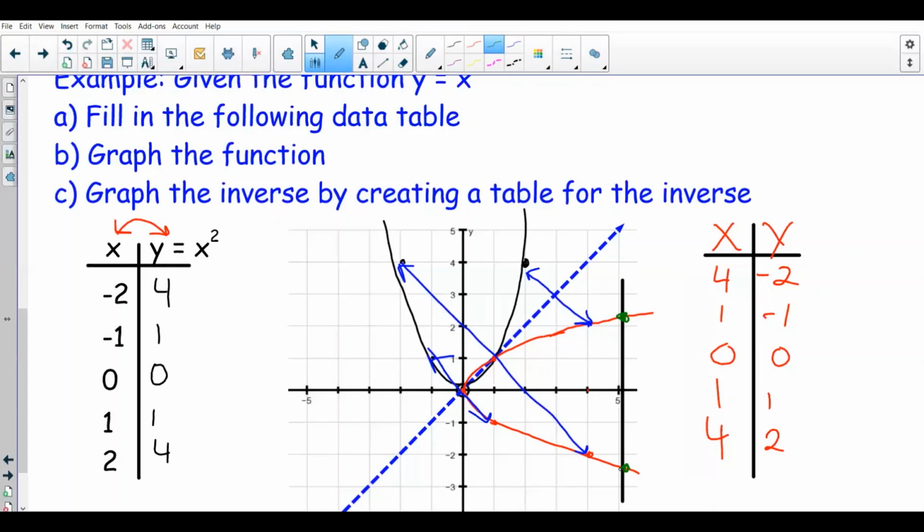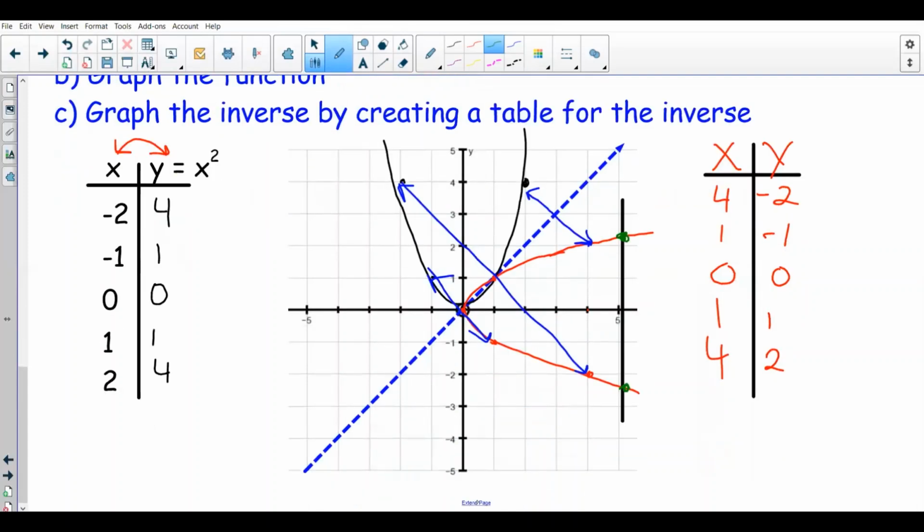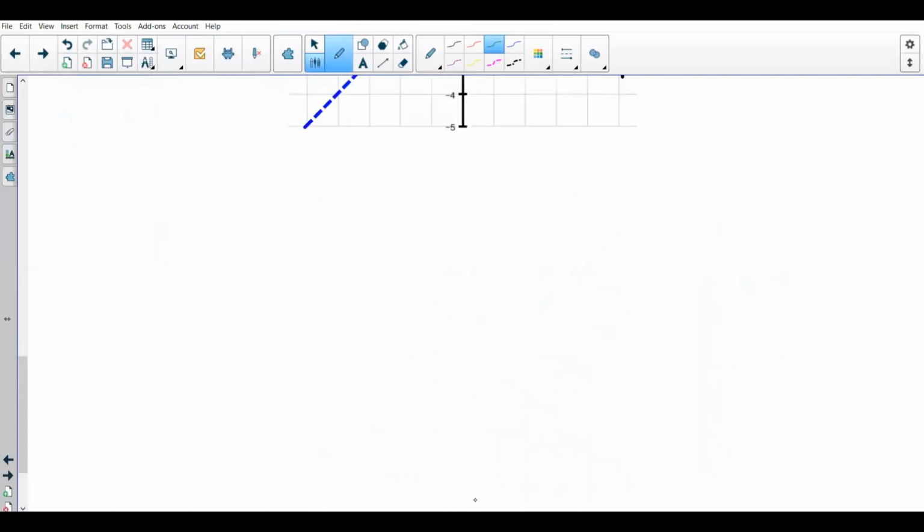That tells me that the inverse of the equation y equals x squared is not a function itself. Now, we're going to do this algebraically, and then I'm going to show you how we can make the inverse by doing a pair of functions, actually. Okay, so let's try.